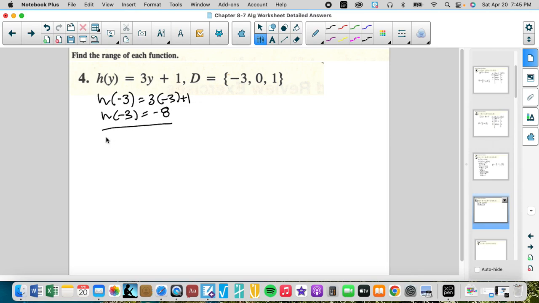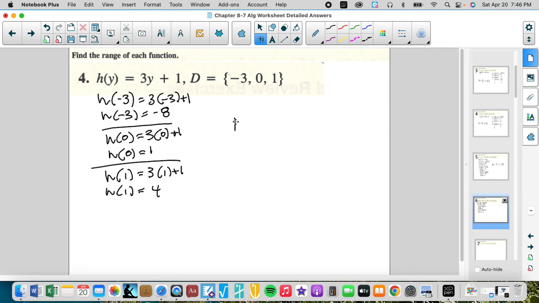We'll simplify it a little bit, that step. H of 0 equals 3 times 0 plus 1. So h of 0 equals positive 1. H of 1 equals 3 times 1 plus 1. H of 1 equals 4. So the range is equivalent to 4, 1, negative, that was not numerical order, sorry, negative 8, 1, and 4. Did I make a mistake on the one before? No, I did it right. Okay.